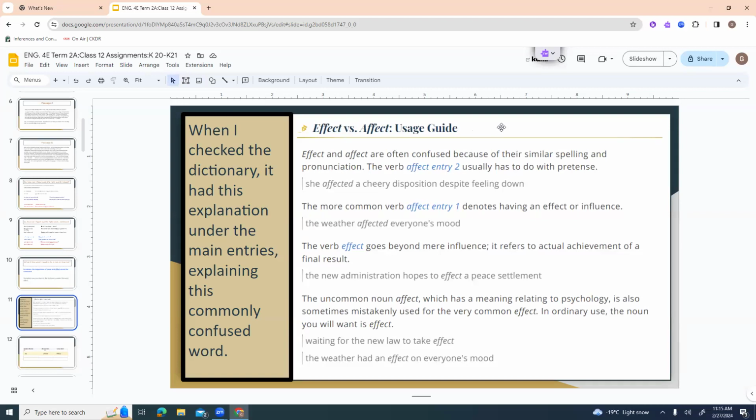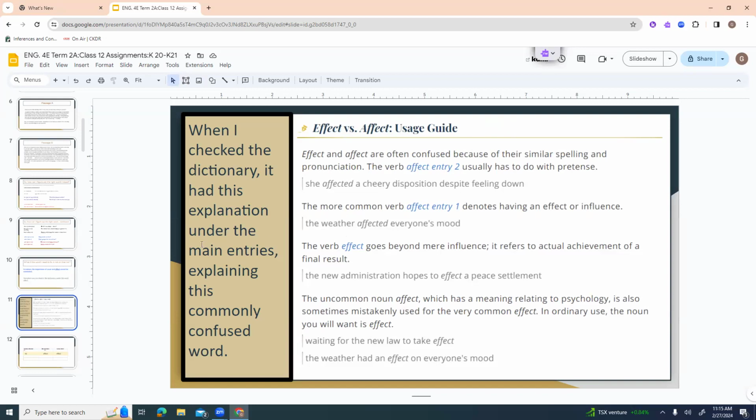The verb affect, entry number 2, usually has to do with pretense or pretending something, like she affected a cheery disposition despite feeling down. That's kind of somewhat old-fashioned phrasing, but it's the idea of she's pretending to be happy even though she's not. The other one is they put entry number 1, having an effect or an influence. The weather affected everyone's mood.